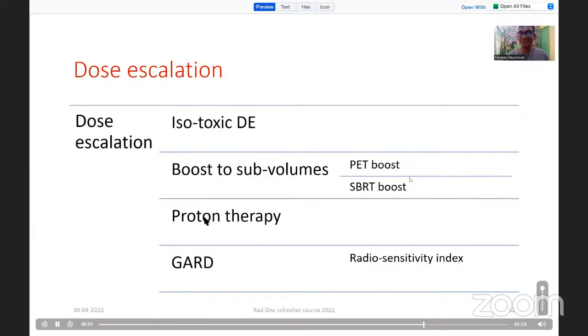The other way of doing a dose escalation is by just doing a boost to a subvolume within the GTV. So this could be based on a PET scan, or you could do an SBRT boost after you finish conventional 60 gray also. So there is a lot of evidence for all these ways of doing it. But again, these are single institutional studies. Some of them are phase 3 randomized controlled trials. With proton therapy, we know that our dose conformity is better. The normal tissue receives lesser dose. So if the facilities are available, definitely we could do it, at least in patients where the doses to the lungs are pretty high with conventional photon therapy.